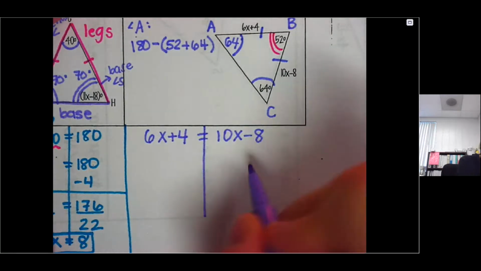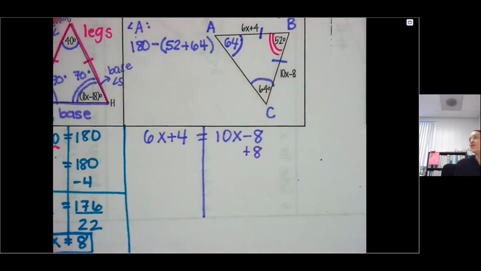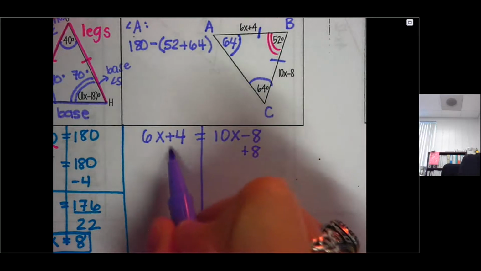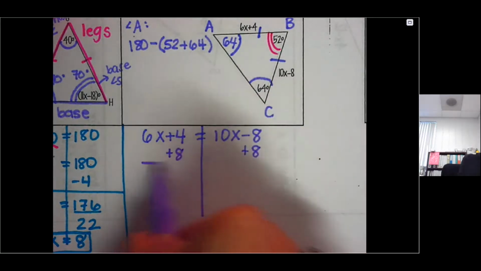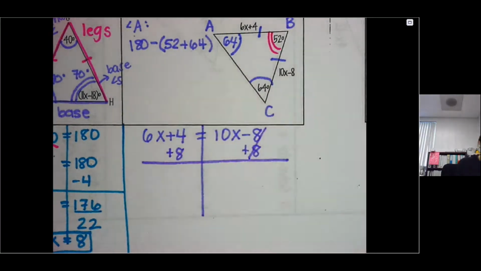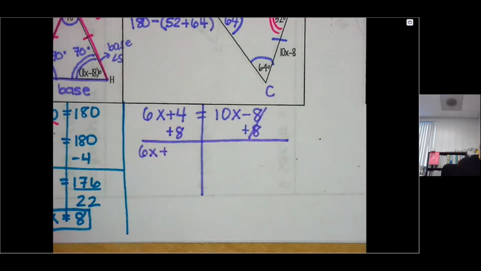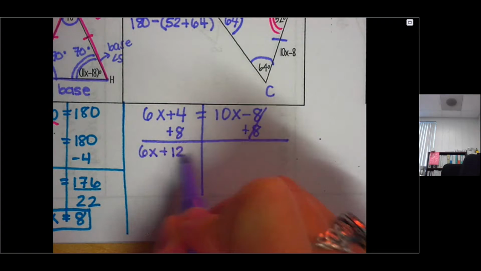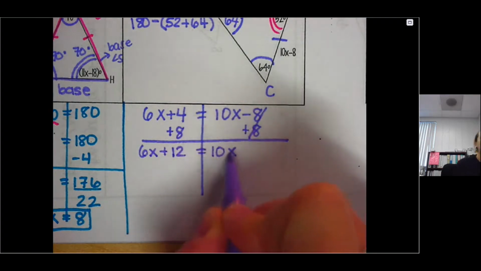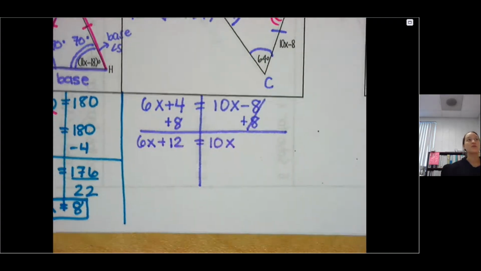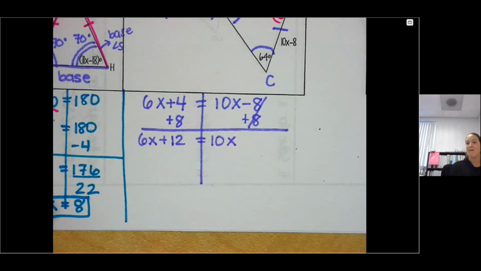Sure. You can add the 8. Why not? I wouldn't do that, but sure. Live your life how you want to live it. I'm cool with that. I can change. Okay. Now what, Kiki? Since you were so adamant about the 8, what should I do now? Subtract that 6x from both sides. Good.